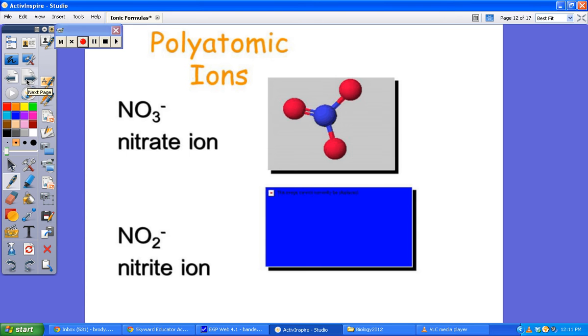So this is what polyatomic ions look like. Again, here's the nitrate ion. So this blue one here is nitrogen. These are 3 oxygen atoms here. And the charge on this is a -1. You can see here.